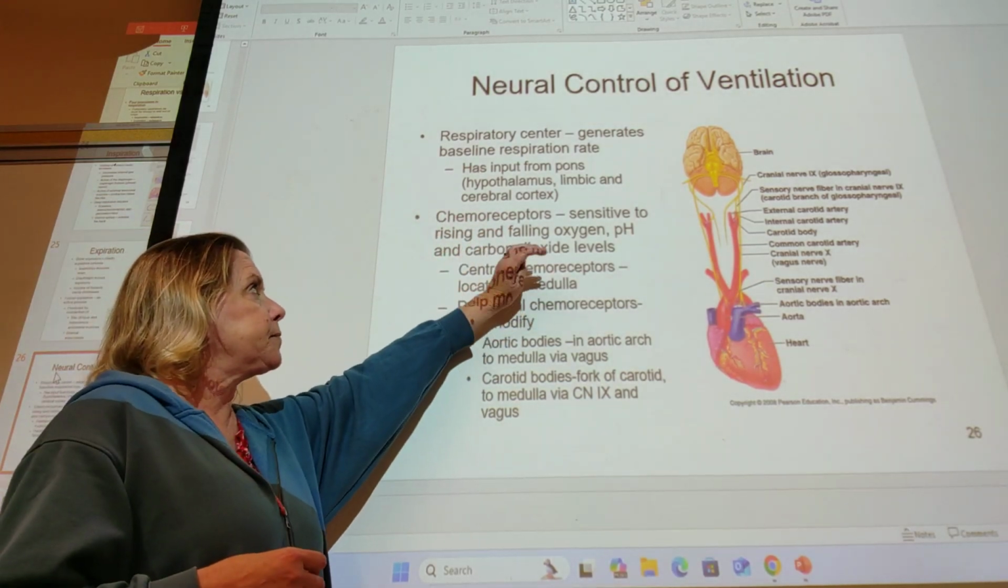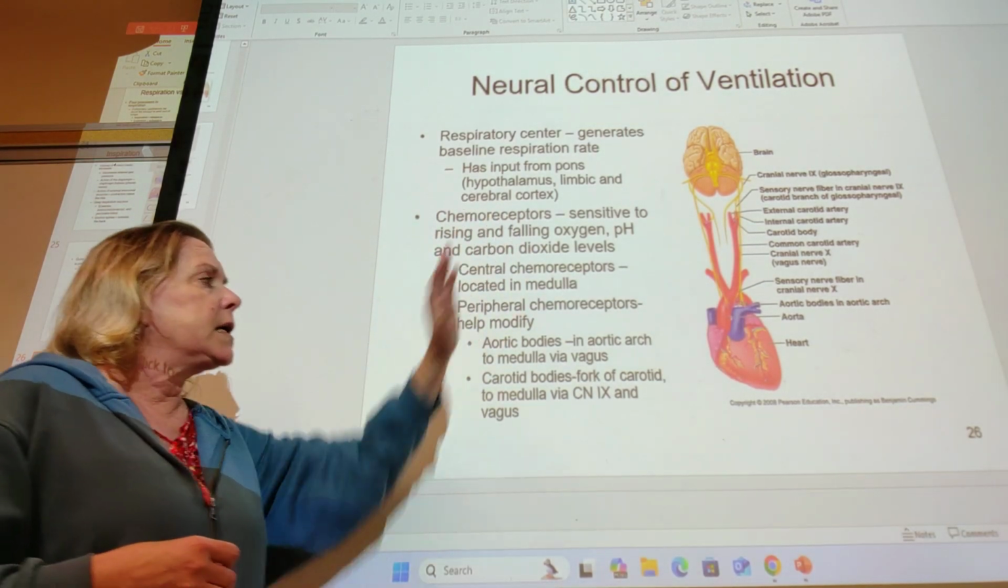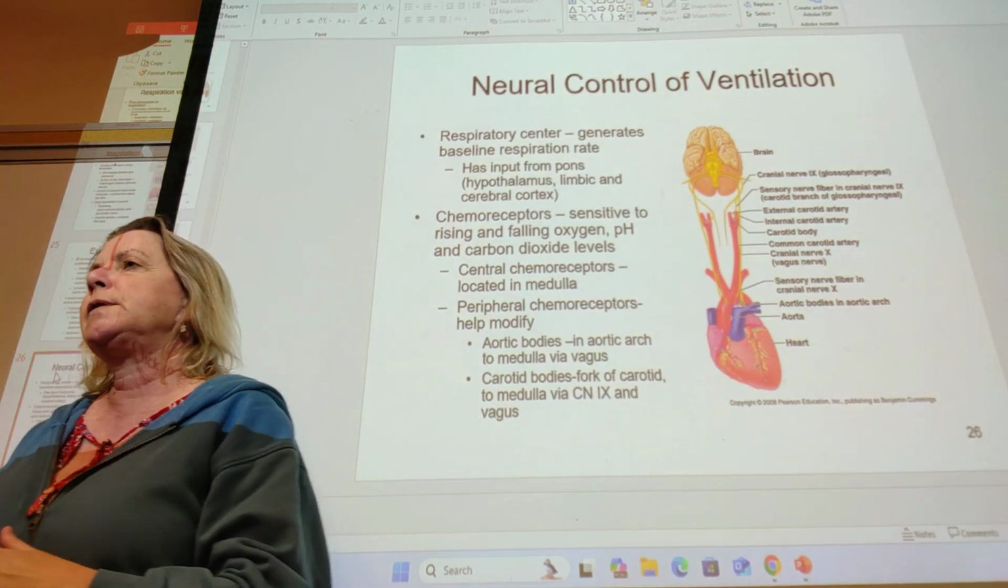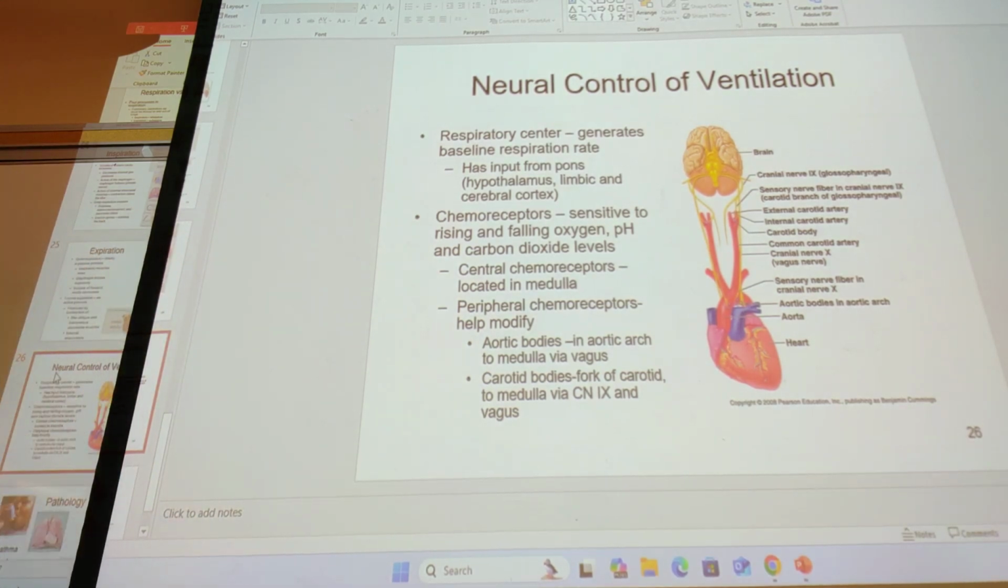We also have chemoreceptors, and they're found in the same place as the baroreceptors out here in the aortic arch and common carotid. Those would be called the peripheral chemoreceptors. They respond to changes mostly to oxygen. That is something else we have to really pick apart.